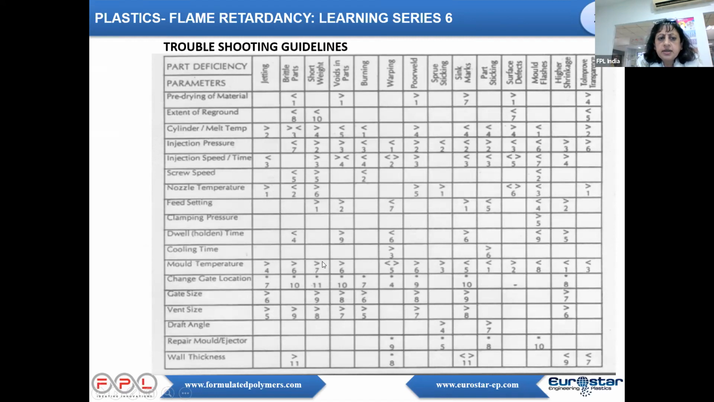Like if there is jetting, then you increase the cylinder melt temperature, reduce the injection speed, increase the nozzle temperature by 1 degree, and the mold temperature can be increased by 4 degrees. So it's something very basic, mentioned point wise. Yeah, but because it will take a lot of time.